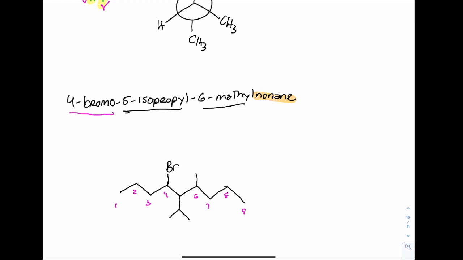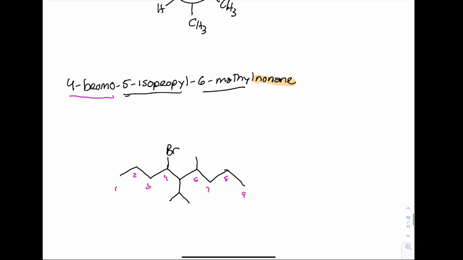So draw the parent out, number the parent, and then put the parts in the right spot. So on the 4th carbon, I put a bromine. On the 5th carbon, I put an isopropyl group, and on the 6th carbon, I put a methyl group.